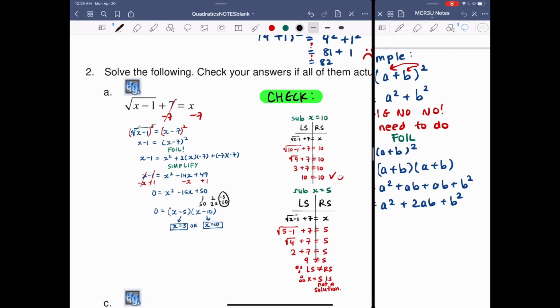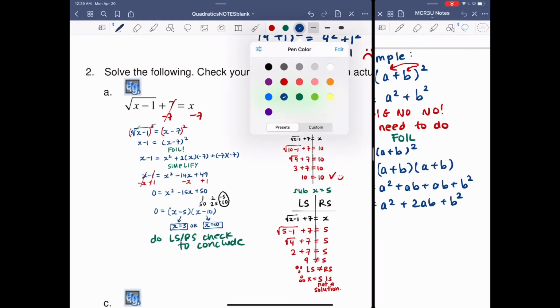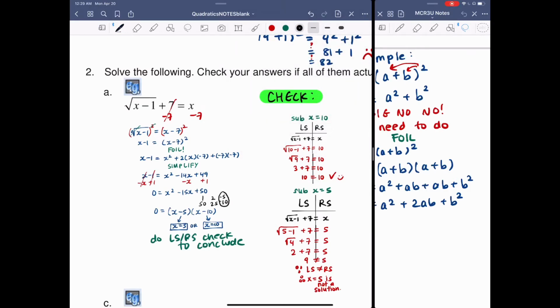So based on the left side, right side check, I do need to write a conclusion. Because I can't just leave it at x equals 5 or 10 and leave it hanging. I need to conclude. So because we had x equals 10 being an okay one and x equals 5, I need to cross that 5 out. And I'm going to say, therefore, x equals 10 is the solution. So I need to cross that x equals 5 because according to my left side, right side check, it was not true. And so therefore, x equals 10 is the only solution for question A.